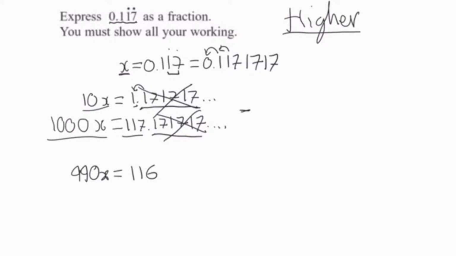And now at this stage, I'm sure you know how to find x. We just divide both sides by 990. So now we get this as our final answer. Now we can also simplify this. So what we can do is divide the top and bottom by 2. So we can get 58, and then 990 divided by 2 is just going to be 495. And then we can just leave it like this. Okay, so that was the first question done. Now let's move on to the next one.